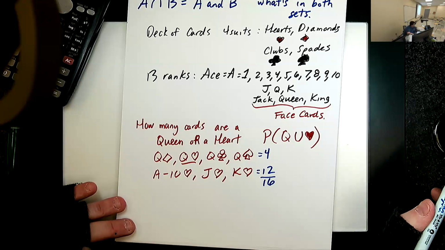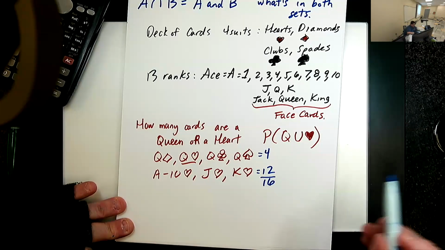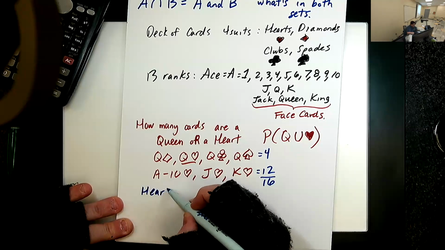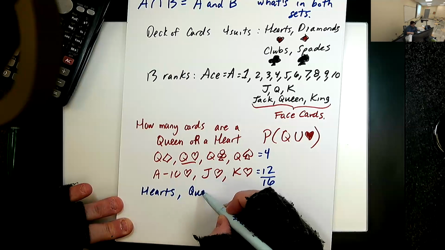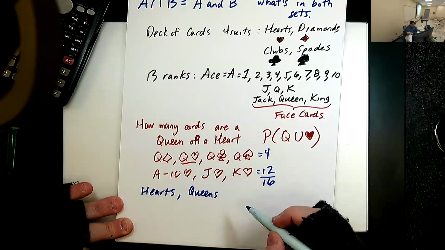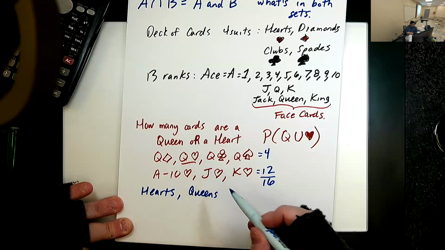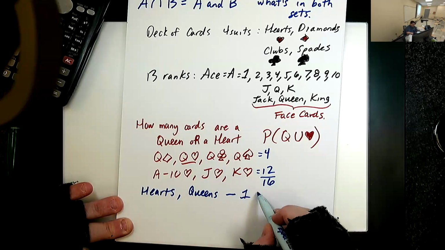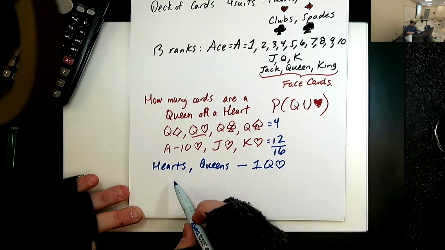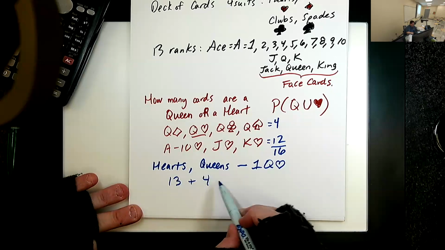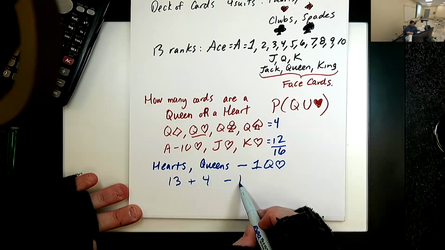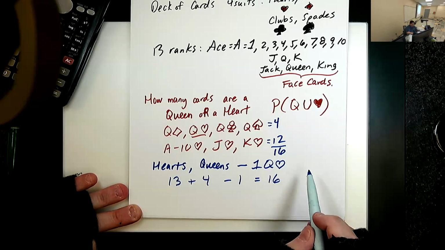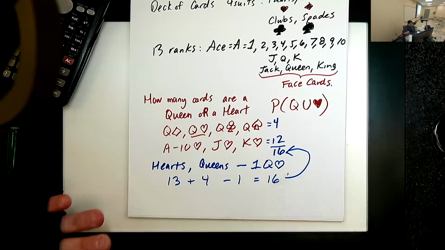One way of doing this, the quick way, is going, how many hearts, how many queens, and then the queen of hearts shows up in both. So let's subtract 1 queen of hearts. There's 13 hearts plus 4 queens, minus 1 queen of hearts would give us 16. But unless I subtract that queen of hearts because it shows up twice, I would get 17.